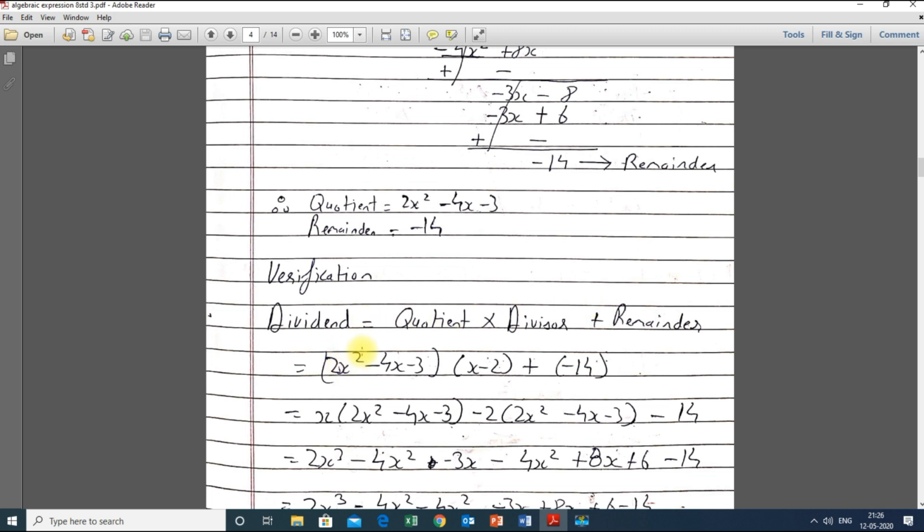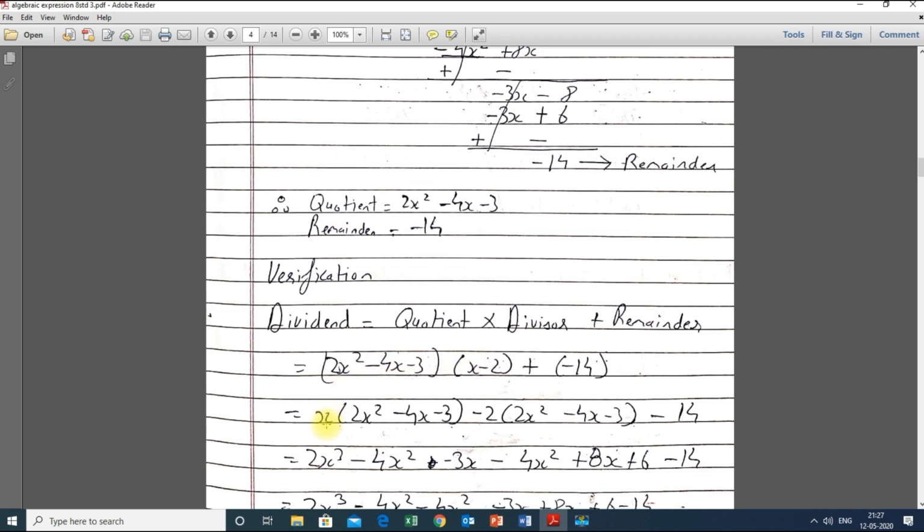Quotient is 2x square minus 4x minus 3 and divisor is x minus 2 and plus, in bracket, minus 14. Why I wrote minus 14 in bracket? Because we cannot write plus and minus together. So we have to write in bracket over there. Now, as we have learned about multiplication in the previous video, you can check the previous video if you're not able to understand this type of sum, this type of method. So there is this binomial and there is trinomial. The first term of the binomial, that is x, will multiply with the whole particular part and minus 2 will multiply with this particular part again.